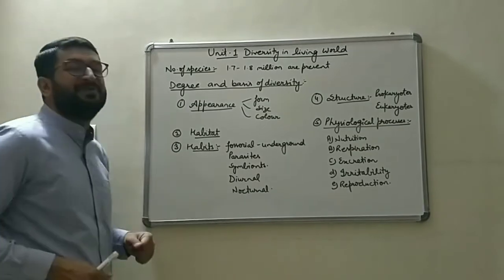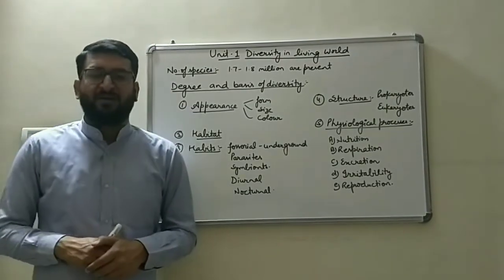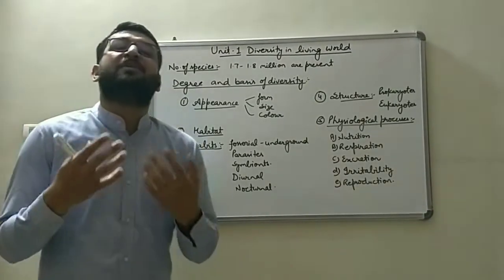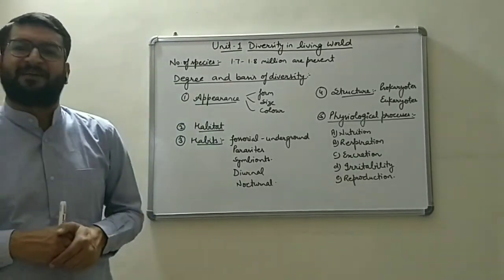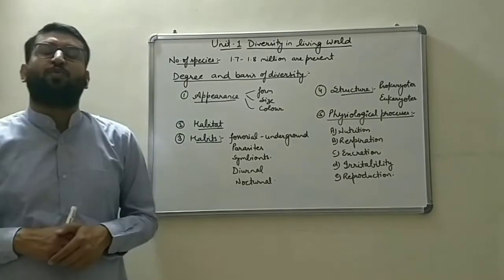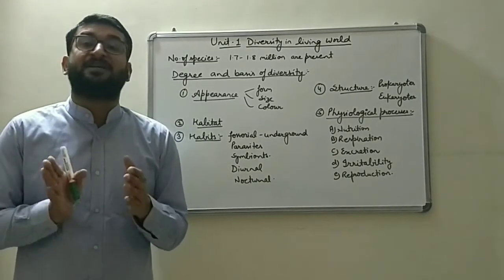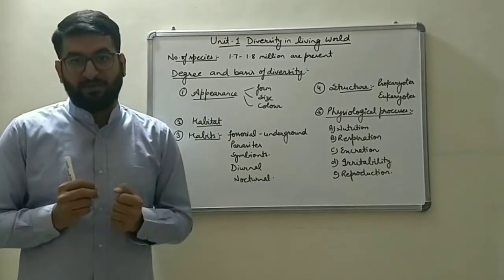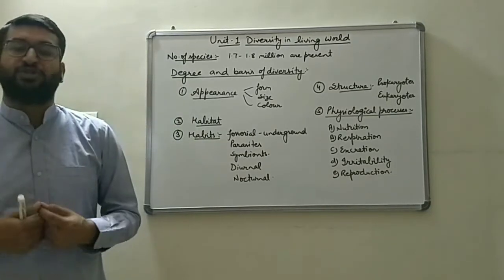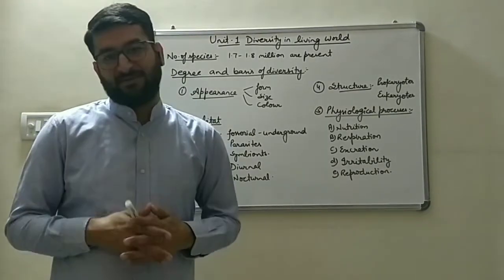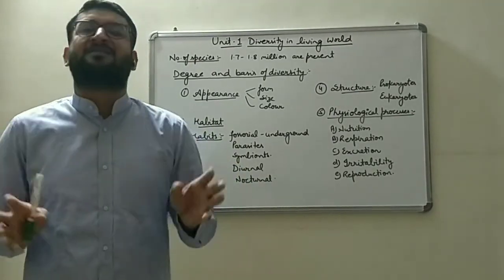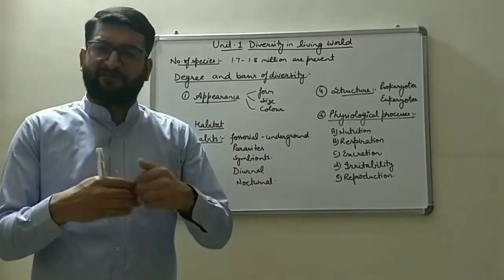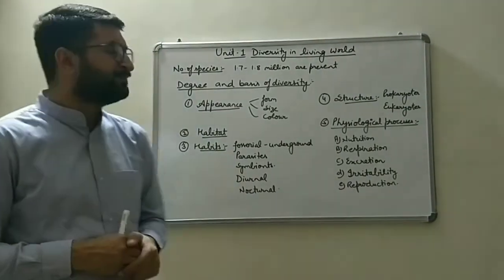The next one is habitat. Habitat, the place where an organism lives, is known as its habitat. Some organisms are aquatic. They live in water. Water is their habitat, water is their home. Some are terrestrial, which live on land. So on this basis, the organisms are divided into various classes, various groups. These are further subdivided into classes.